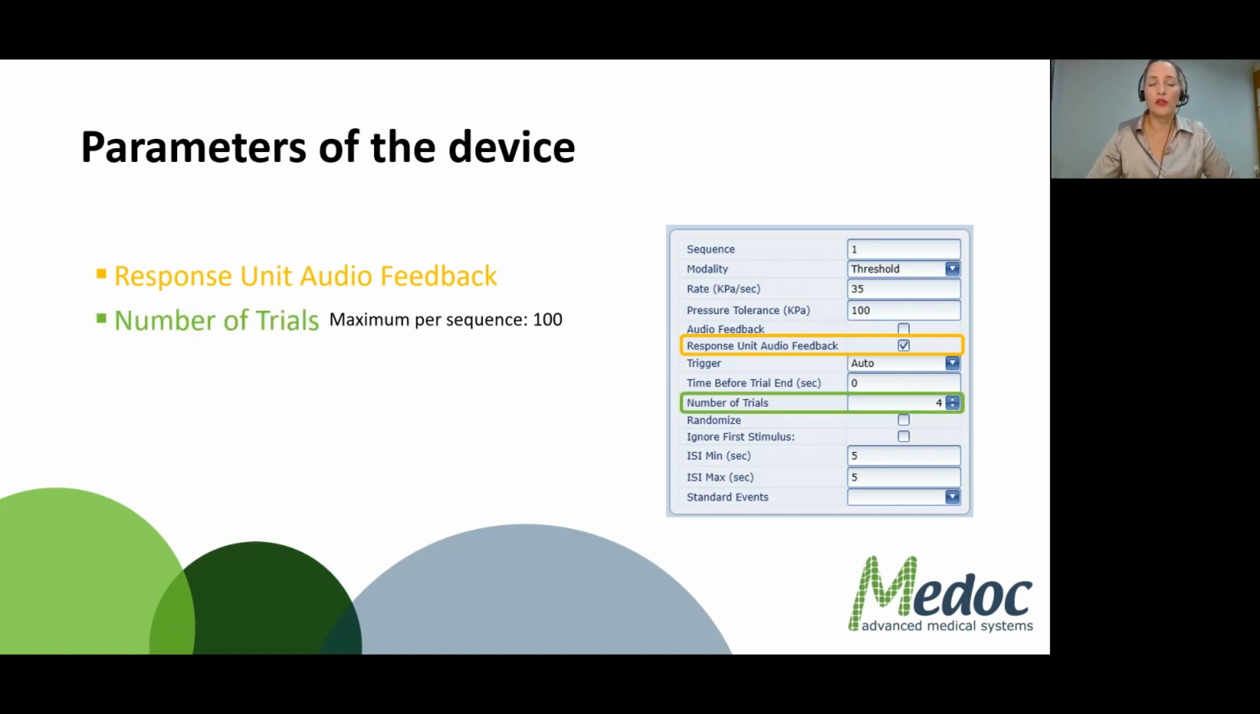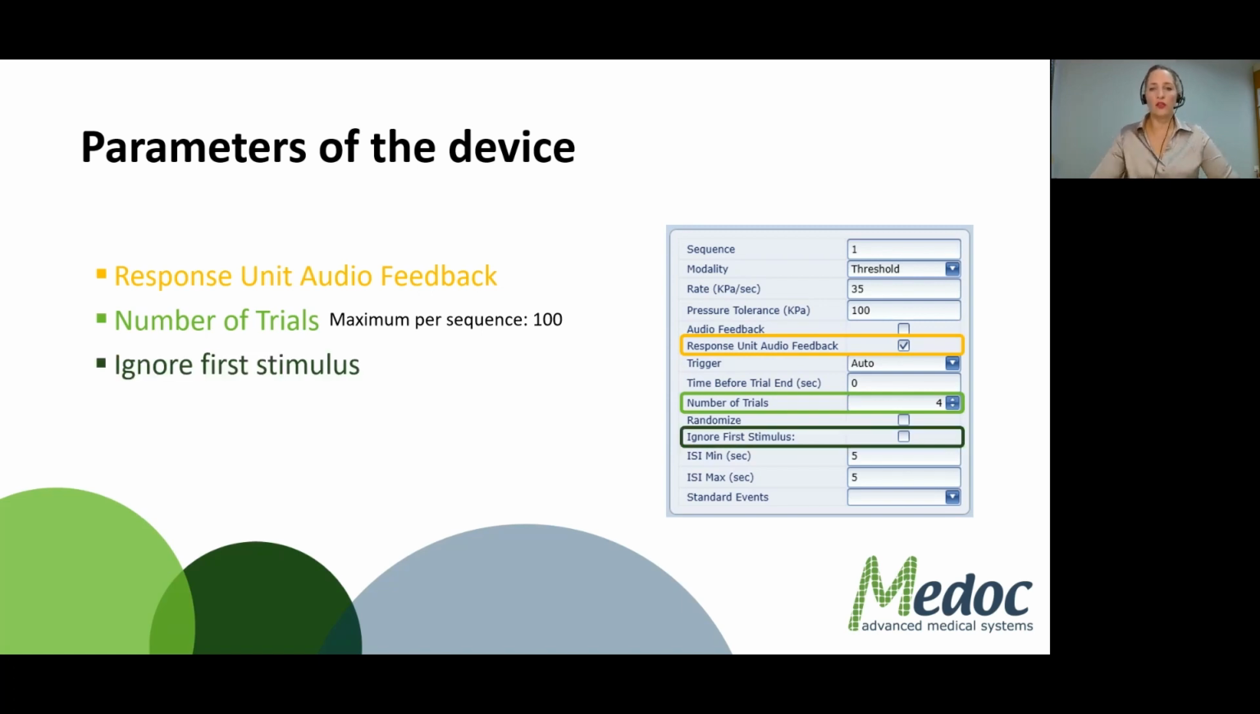Another parameter that you can change is the number of trials. So here we did 4 trials, but you can do more. You can do up to 100 trials per sequence. And if you are interested in doing 300, you could do 3 sequences of 100 trials, and there's no problem with that. In most studies where people are looking into pressure pain thresholds, I see the use between 3 and 5 trials per body site. So keep this in mind. This is up to you to choose how many you want to do.